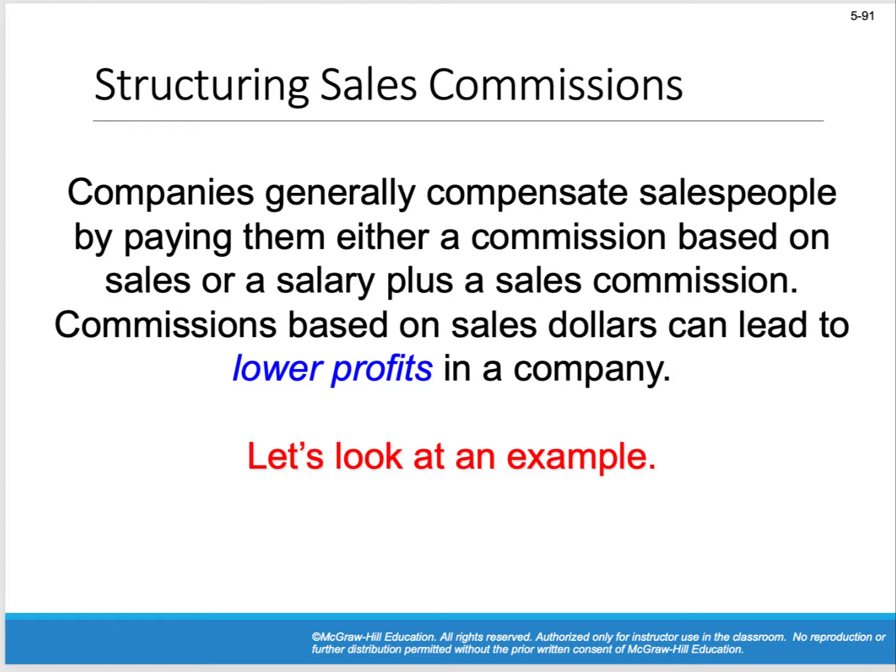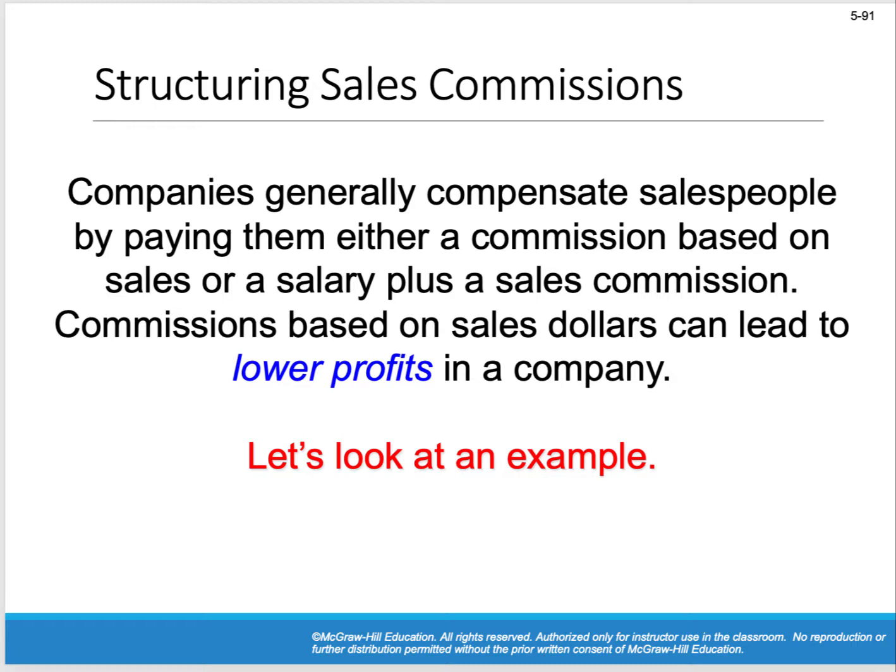So let's talk about structuring sales commission first. I think we're all familiar with the idea of commissions, right? Companies generally compensate their salespeople by paying them either a commission based on their sales, or a salary plus a sales commission, right? It's important that we realize that commissions based on sales dollars can actually lead to lower profits in a company. Let's look at an example of this, okay? Because that's kind of interesting, right?